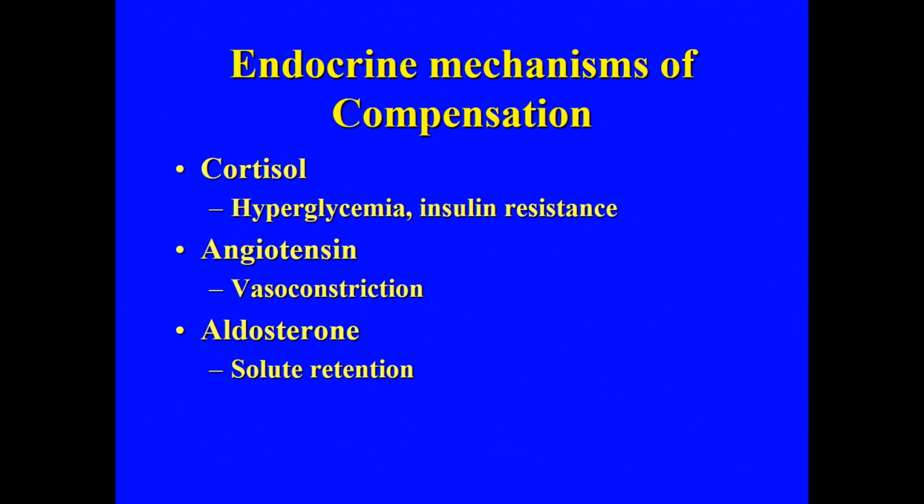There are endocrine mechanisms of compensation mediated primarily by cortisol, angiotensin, and aldosterone. Cortisol, elaborated by the adrenal cortex, produces hyperglycemia and insulin resistance in hemorrhagic shock states. Angiotensin, again, contributes to vasoconstriction, and aldosterone leads to solute retention, again, in an effort to preserve circulating blood volume.